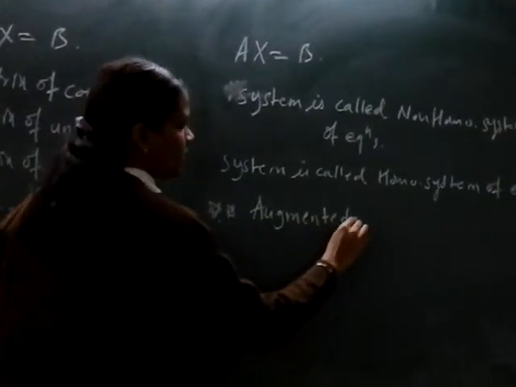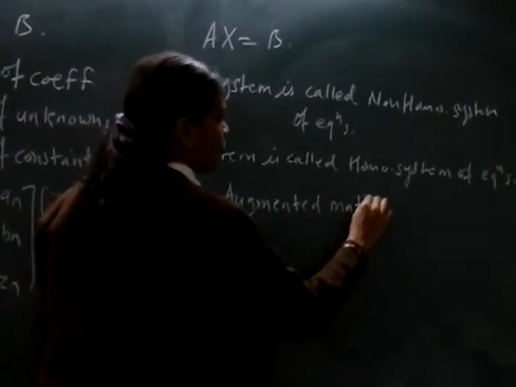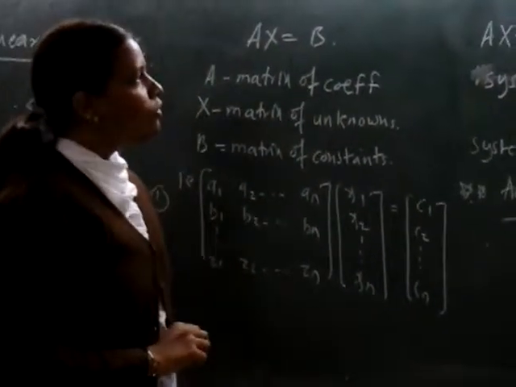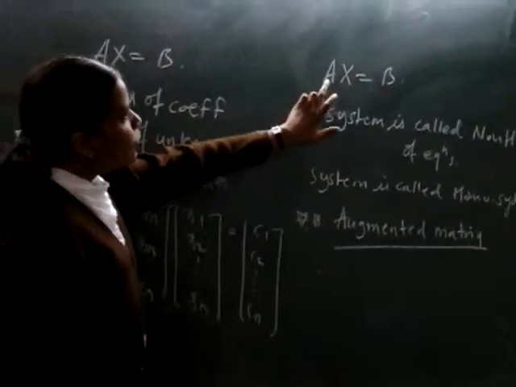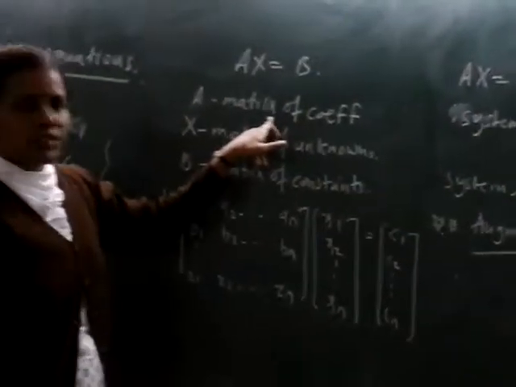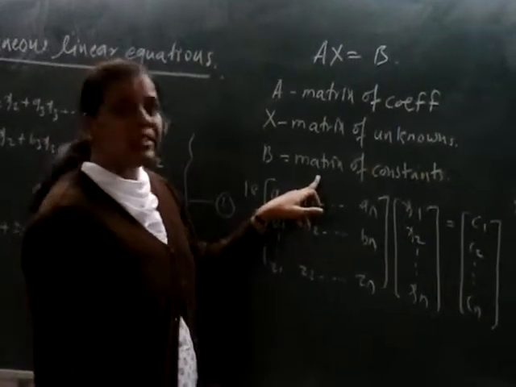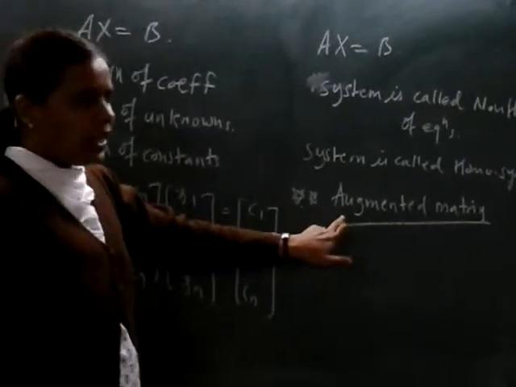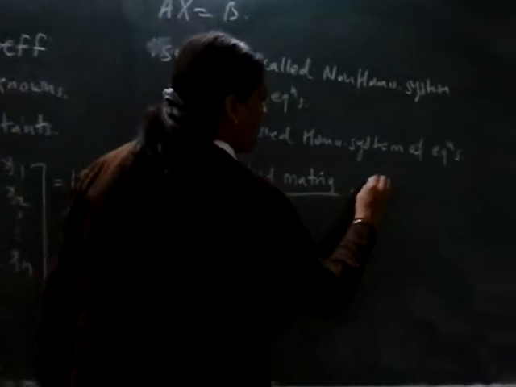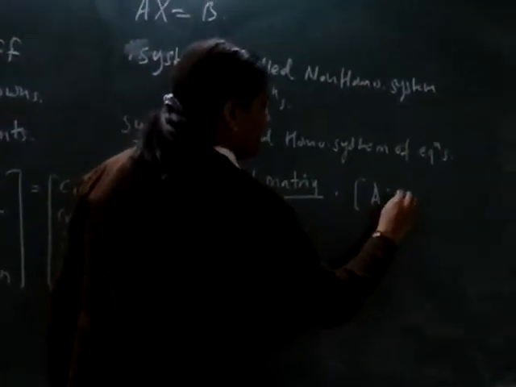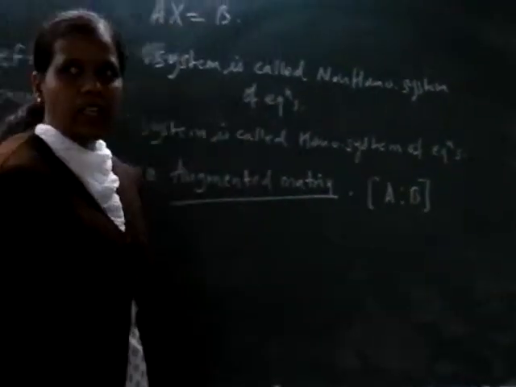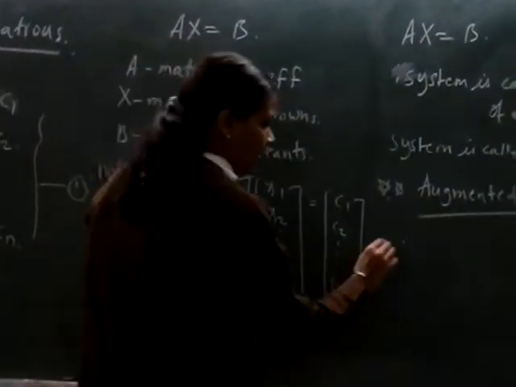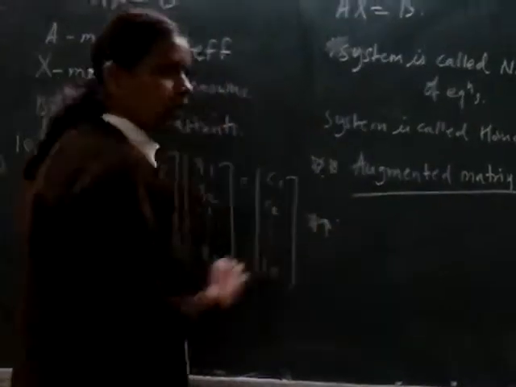After that, we study what is meant by an augmented matrix. What is the definition of an augmented matrix? The matrix formed by the matrix of coefficients and the matrix of constant terms is called an augmented matrix, and it is denoted by the symbol [A : B]. Next slide, we go for the next point.